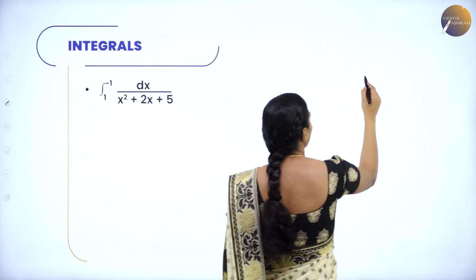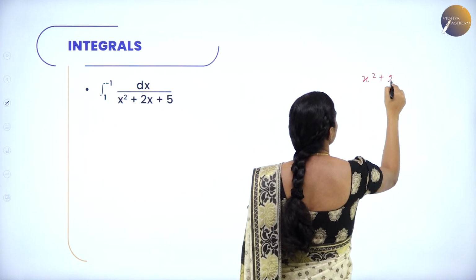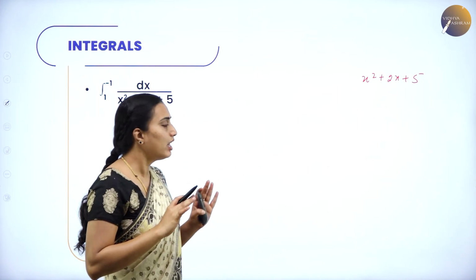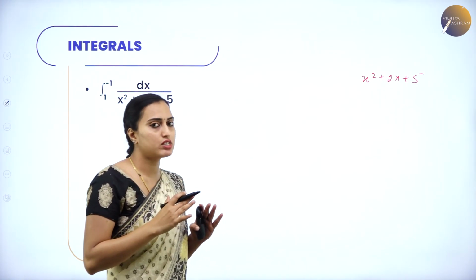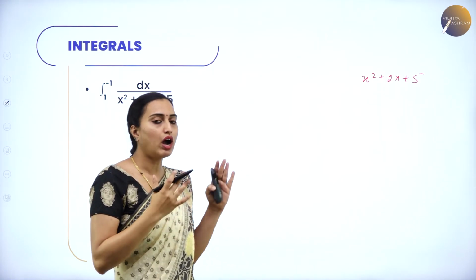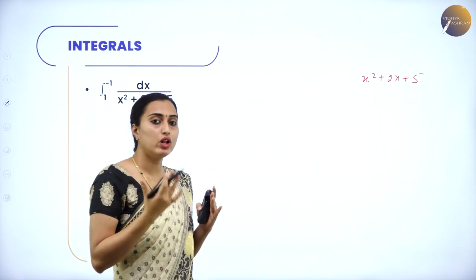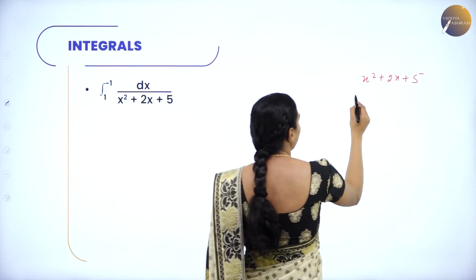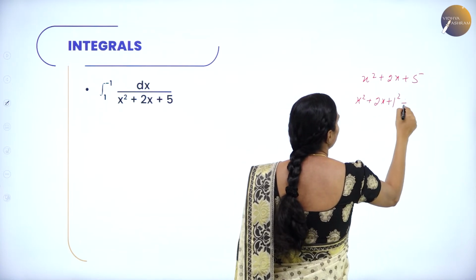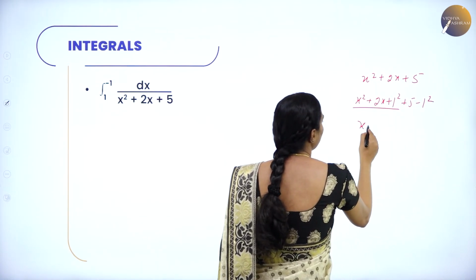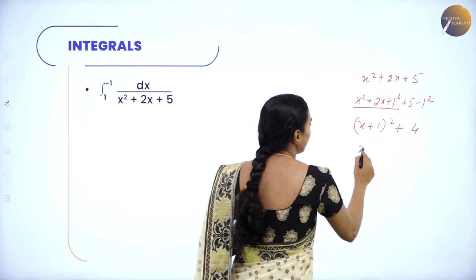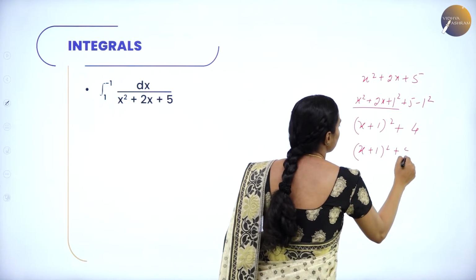Let us reduce x squared plus 2x plus 5 by the completing square method. What you are going to do? You are going to take it as x plus, that is coefficient of x squared must be 1, coefficient of x here is 2. So half of that is 1. 1 whole squared, adding and subtracting. So x squared plus 2x plus 1 squared plus 5 minus 1 squared. This will become x plus 1 whole square plus 5 minus 1 is nothing but 4. So you can write x plus 1 whole squared plus, this is nothing but 2 squared.